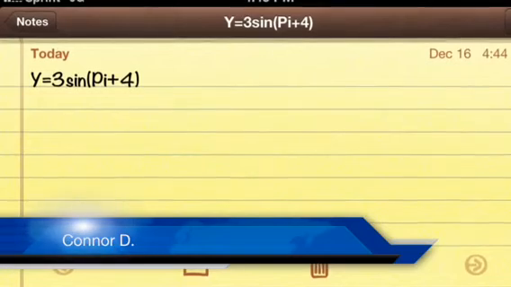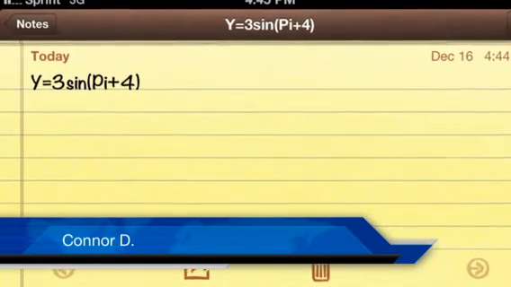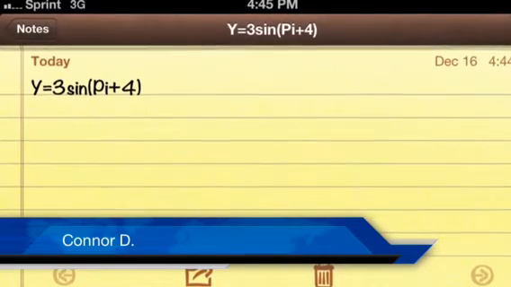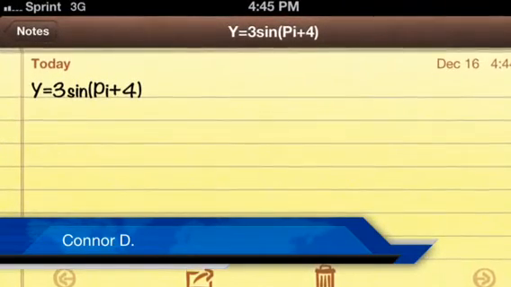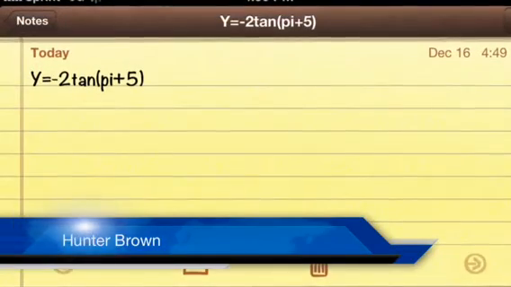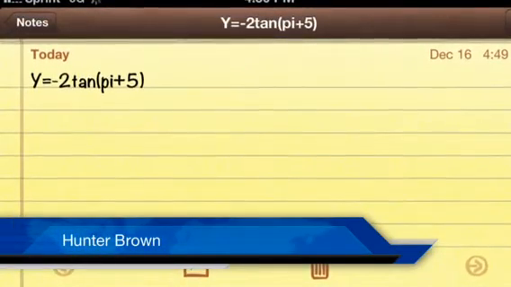First is sine. In this sine equation, 3 is the amplitude, pi can be used to find the period, and 4, when divided by the negative b value, pi, can be used to find the phase shift. The cosine equation is the same as the sine equation, so now on to tan.